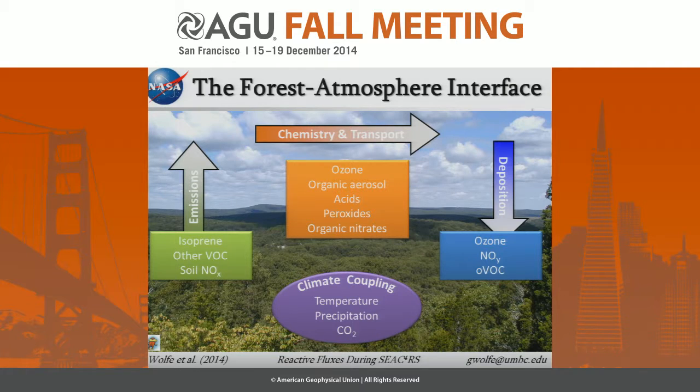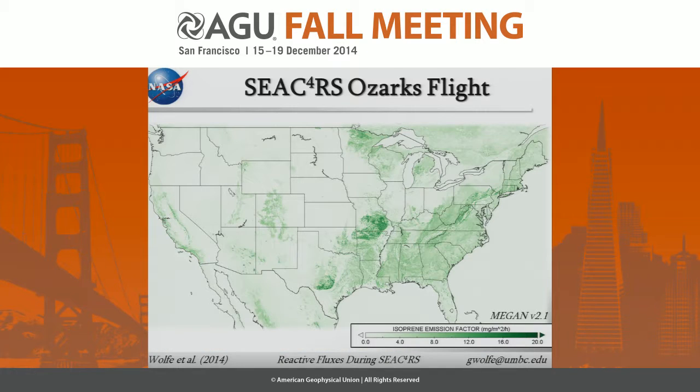So, as we've heard in great detail today, the forest is a really exciting place to do atmospheric chemistry because there are a lot of dynamic processes that control atmospheric composition in this environment. And as we know, there are a lot of uncertainties in each of these processes. So if you're thinking about where you would want to go in the United States to study this, you could look, for example, at a map of the MEGAN isoprene emission factors, and you should see this giant green blob here in the center of the country.